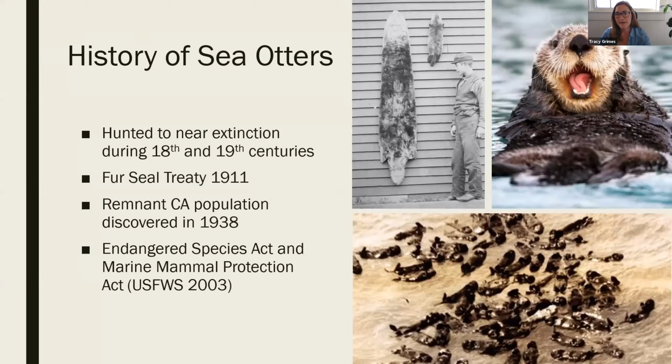Because otters have the densest fur of any mammal, they were hunted to near extinction. They did gain protection when the first seal treaty was signed, but the population in California was actually thought to be extinct for quite a while, until a remnant group of otters was discovered off of the Big Sur coast in central California. That's in the bottom picture there, a super cool old photo of some otters. They remain protected today under the Endangered Species Act, as well as the Marine Mammal Protection Act.